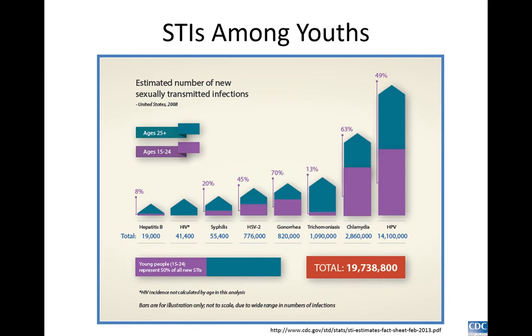STI is very common among the youth, especially those in the ages of 15 to 24, and this is because they're starting to become sexually active, so there are more risks for STD. As you can see here, chlamydia and gonorrhea are some of the most common ones that these young teens, as well as young adults, are being affected with.